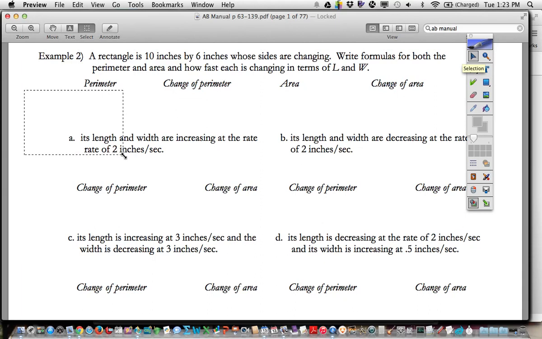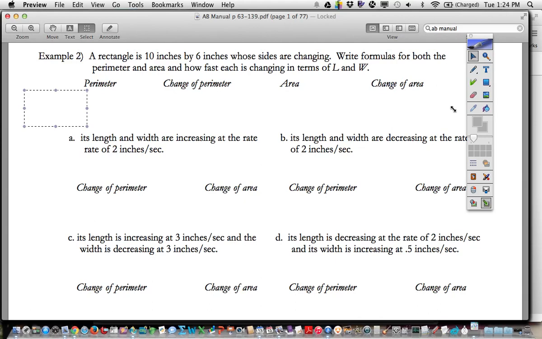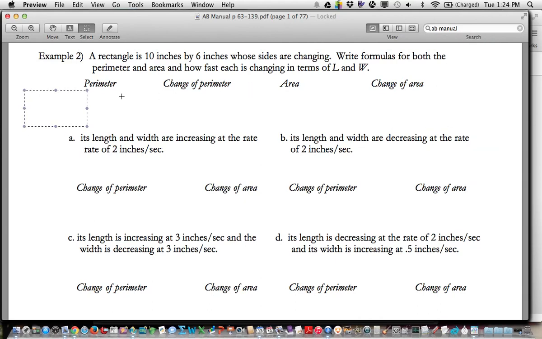Now, as I do that, there's a lot of things that are changing. The length down here is changing. The width here is changing. The area is changing. The perimeter is changing, right? And they're all changing at a certain rate, so many inches per second, or whatever the case may be. So let's write down some of those things notationally so we get the hang of this.